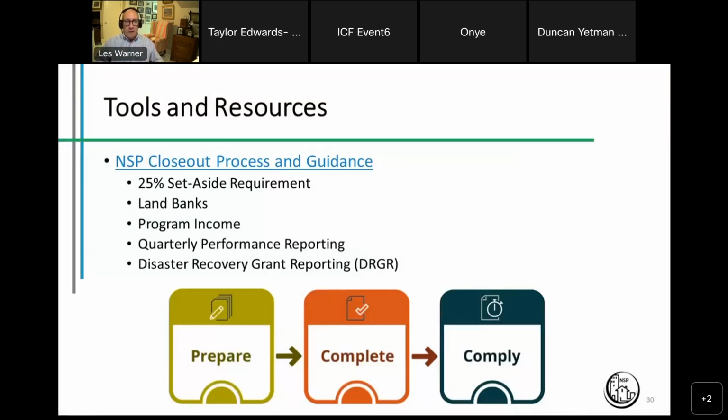Also relating to, for those of you that have land banks and are still working on making sure that you have either expended those funds or you have a plan for completing land bank activities, bringing them to meeting a national objective. We're talking today about program income, but also this link will provide some guidance about your quarterly performance reporting, the disaster recovery grant reporting, DRGR reporting, that would be important for you.